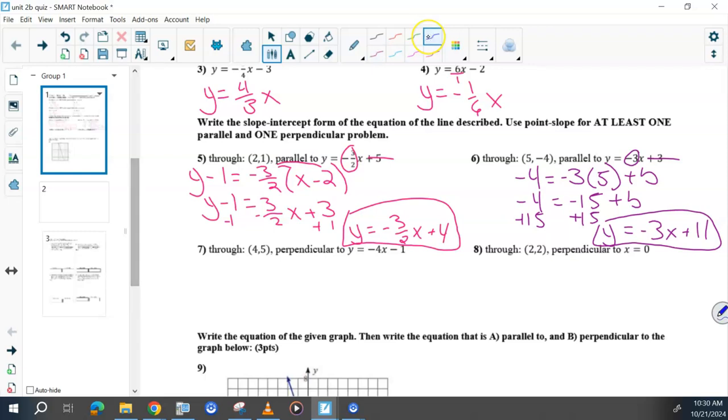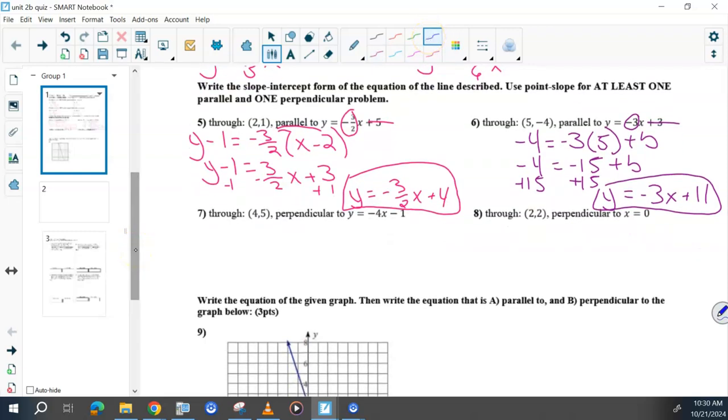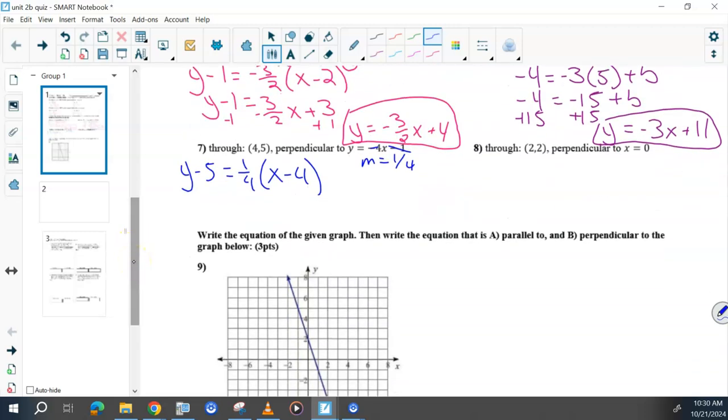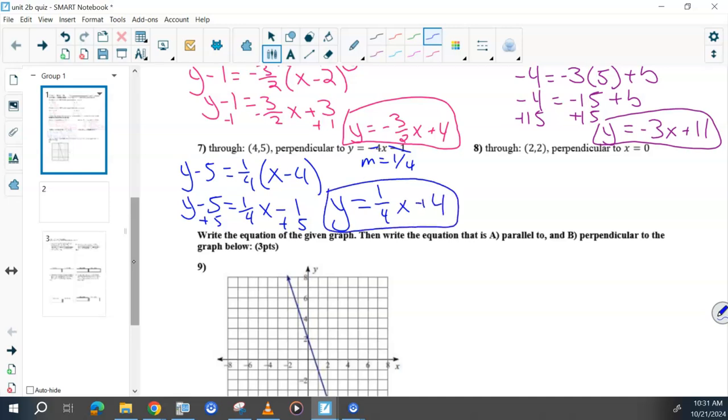For number 7, using point slope again, if it's perpendicular, you have to change the slope first. So that should be positive 1/4. And then in that point slope, that'd be y minus 5 equals 1/4 times x minus 4. Where if I distribute that, y minus 5 equals 1/4 x minus 1. And add 5 on both sides, so that final equation is y equals 1/4 x plus 1. Questions on that one?